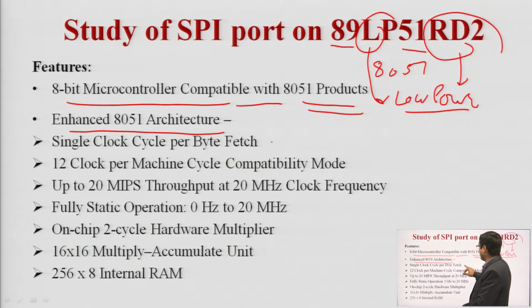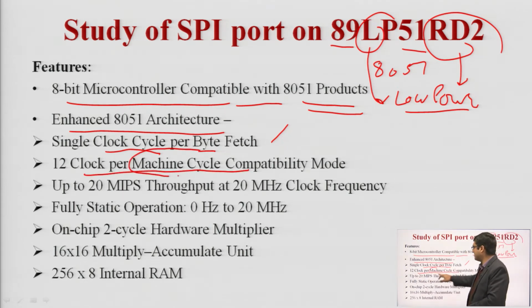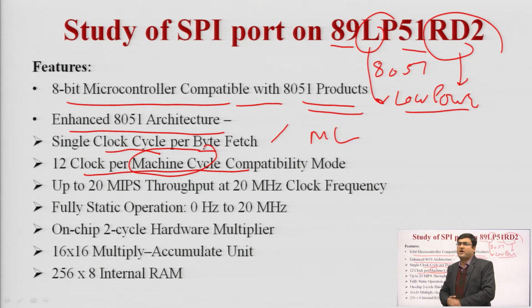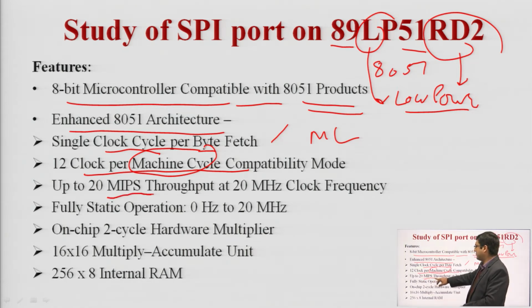It has a single clock per byte fetch. In 1 byte, it can send a single clock execution. It can do single clock execution. It has 12 clocks per machine cycle. What is a machine cycle? A machine cycle is basically a step of execution followed by a processor upon receiving the machine language instructions. So, there are up to 20 million instructions per second.